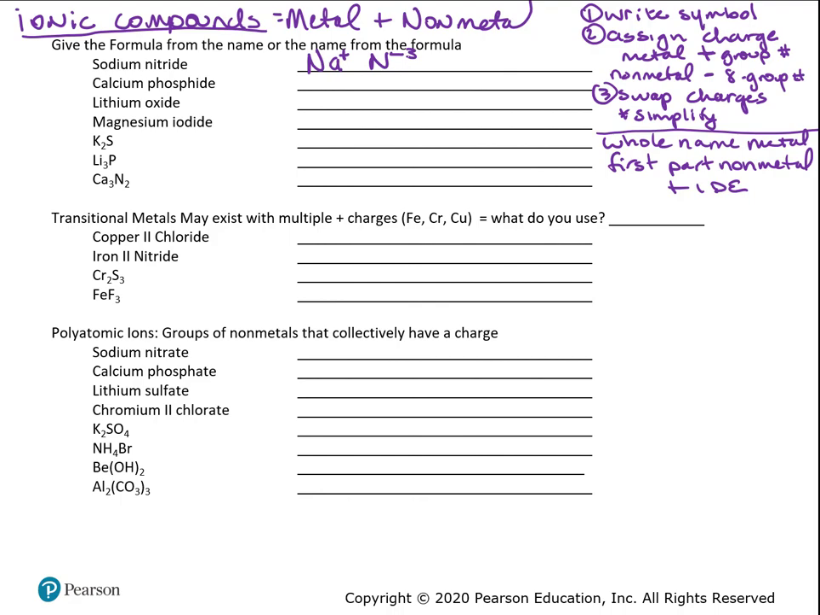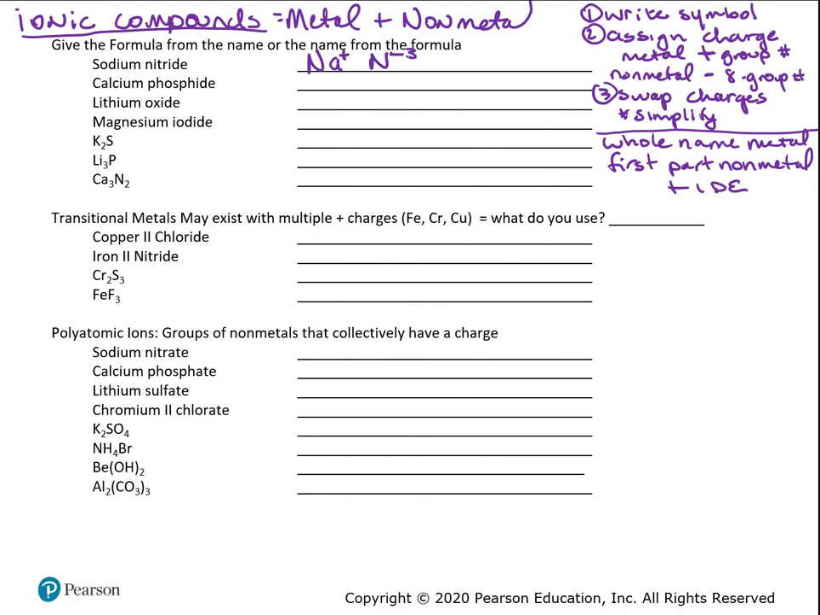So now you've got to go to step 3. If they're not exactly the same, like if they were 1 and 1, you wouldn't have to do anything. That would be the formula. But since it's a 1 and 3, what do you have to do? Do the swapping. Remember that the charge on the metal tells you how many nonmetals. The charge on the nonmetal tells you how many metals.